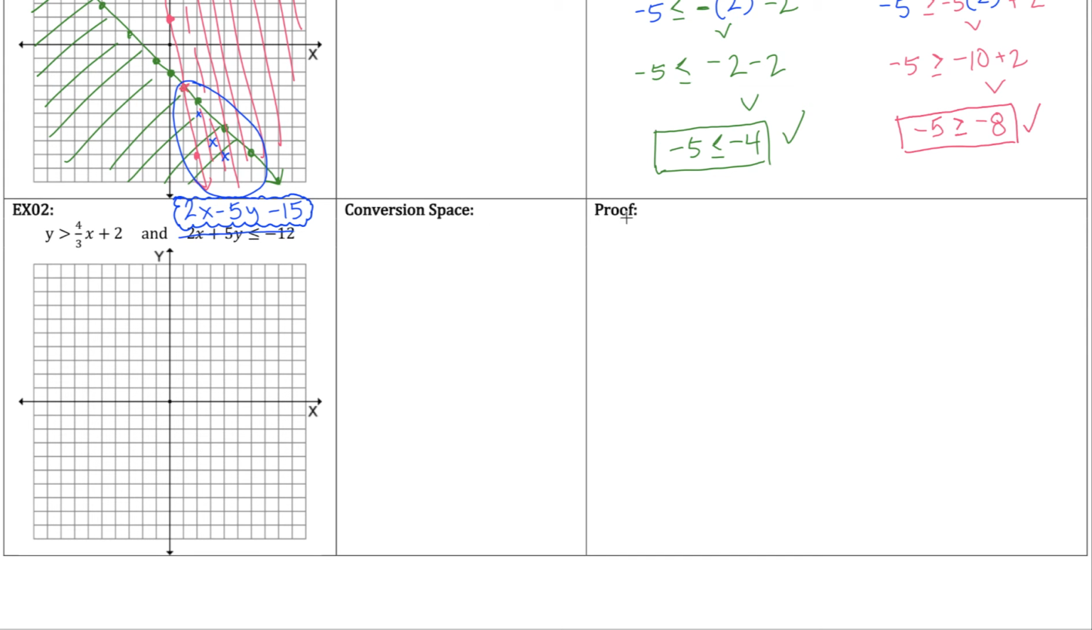Okay. So let's do the first one. Y is greater than, okay, so 0, 2 again. We go up 4 over 3: 1, 2, 3, 4 over 3, and again, 1, 2, 3, 4 over 3. And this is a dashed line because these points aren't really here. Remember that. These aren't really here.